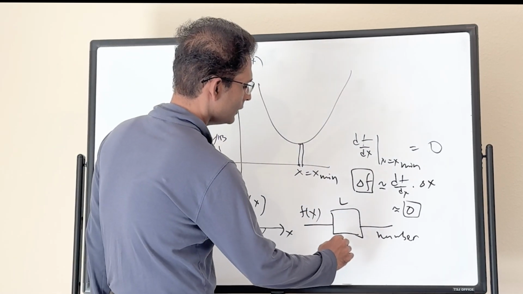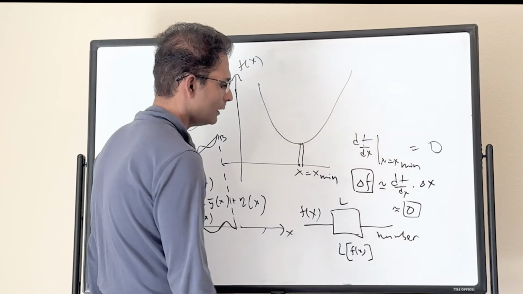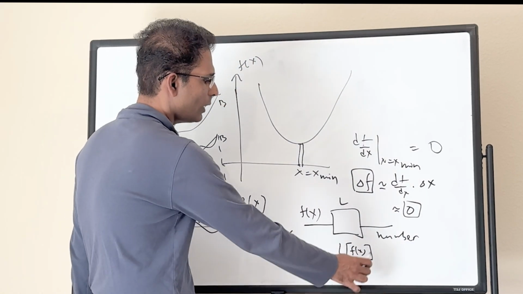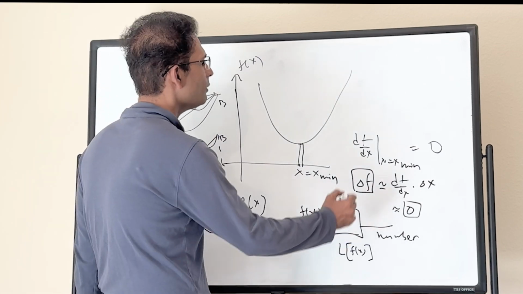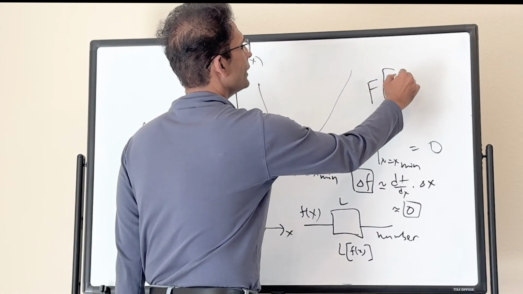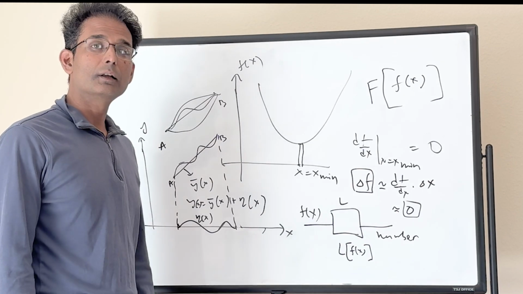So we can write length as a functional. L is sometimes written this way, with square brackets. In general, a functional of any function f of x is written using this notation.